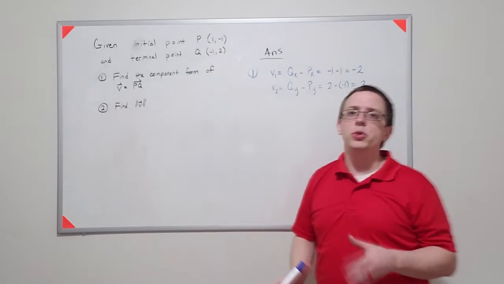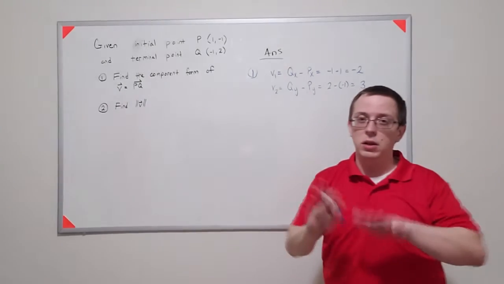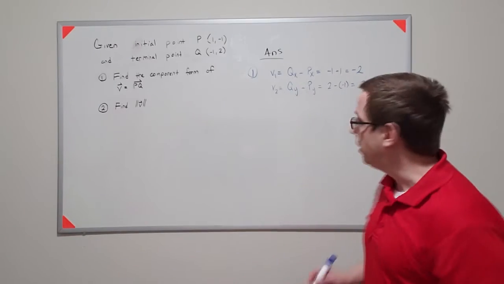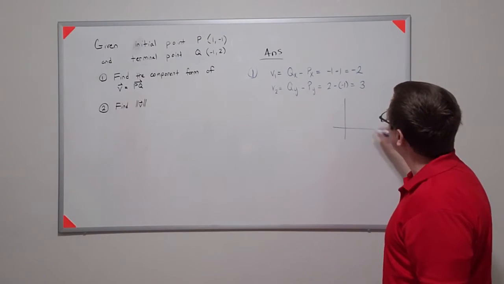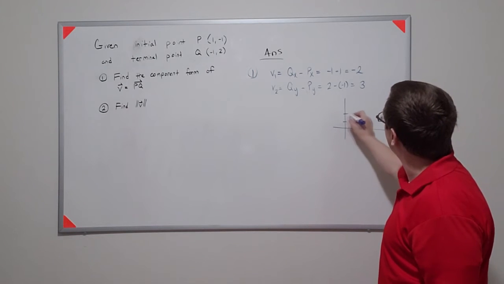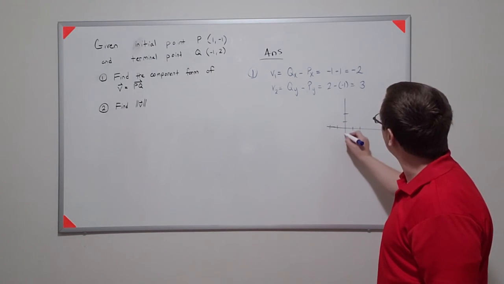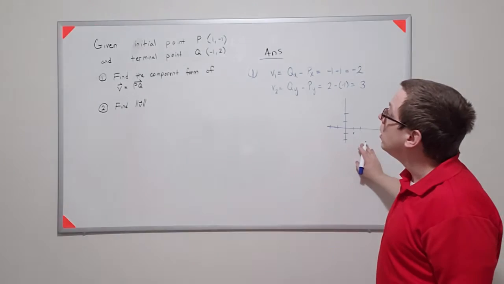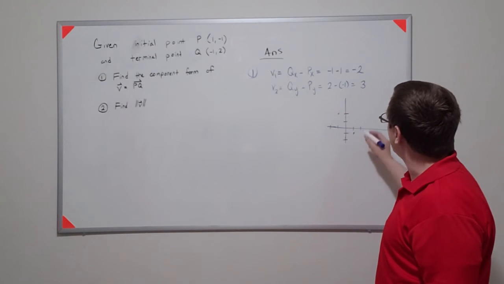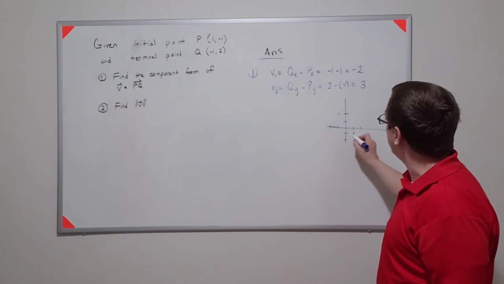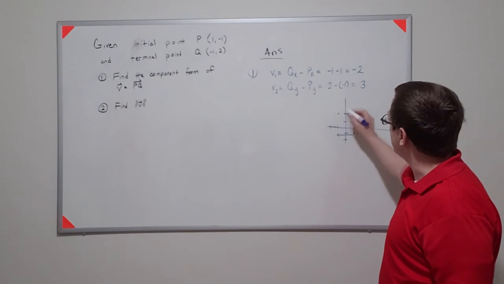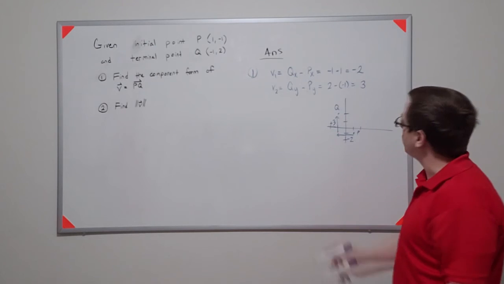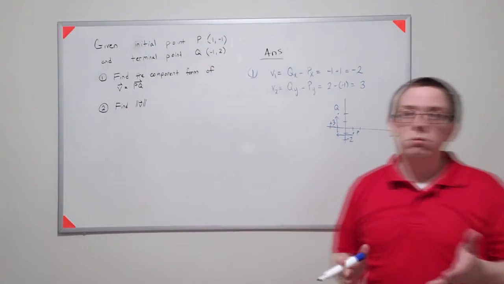Now, if you're having issues doing this, for some reason that's a little confusing and you want a little more intuition about whether or not you've done this right, feel free to graph it. You could always graph it. So 1, -1 is here, and -1, 2 is here. And we see that we've gone, so that's P and that's Q, -2 in the x direction and +3 in the y direction. So checks out.